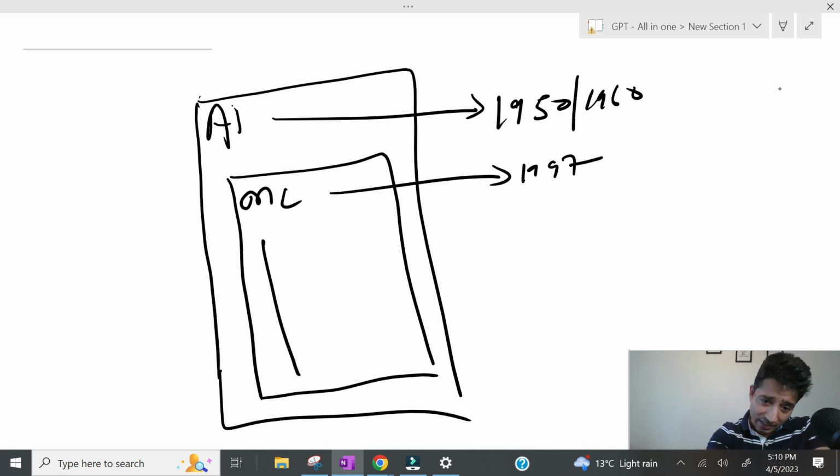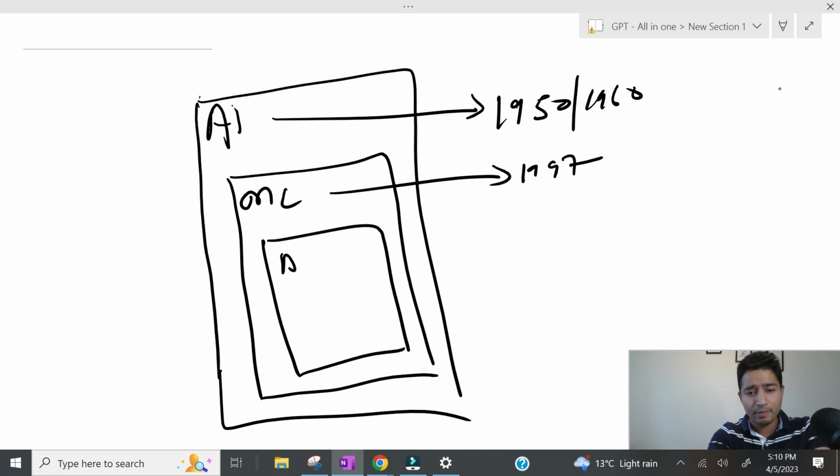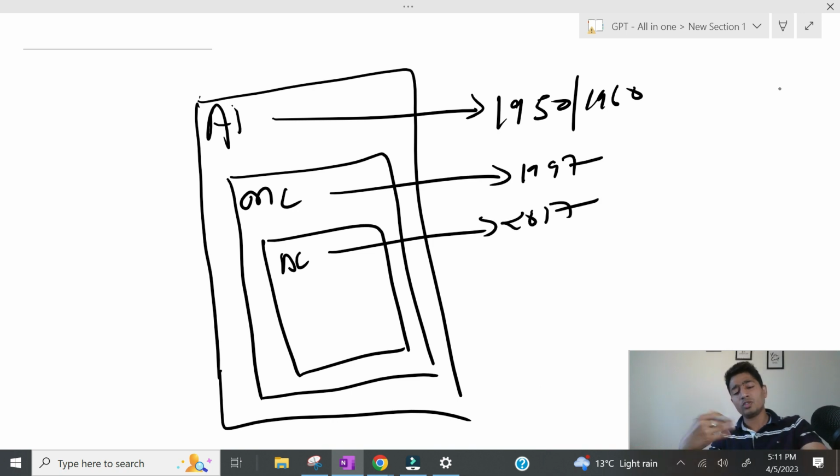One new thing which came around 2017 is called deep learning. So what is deep learning? Deep learning is a neural network. And what is a neural network? A neural network is how our brain works, right?